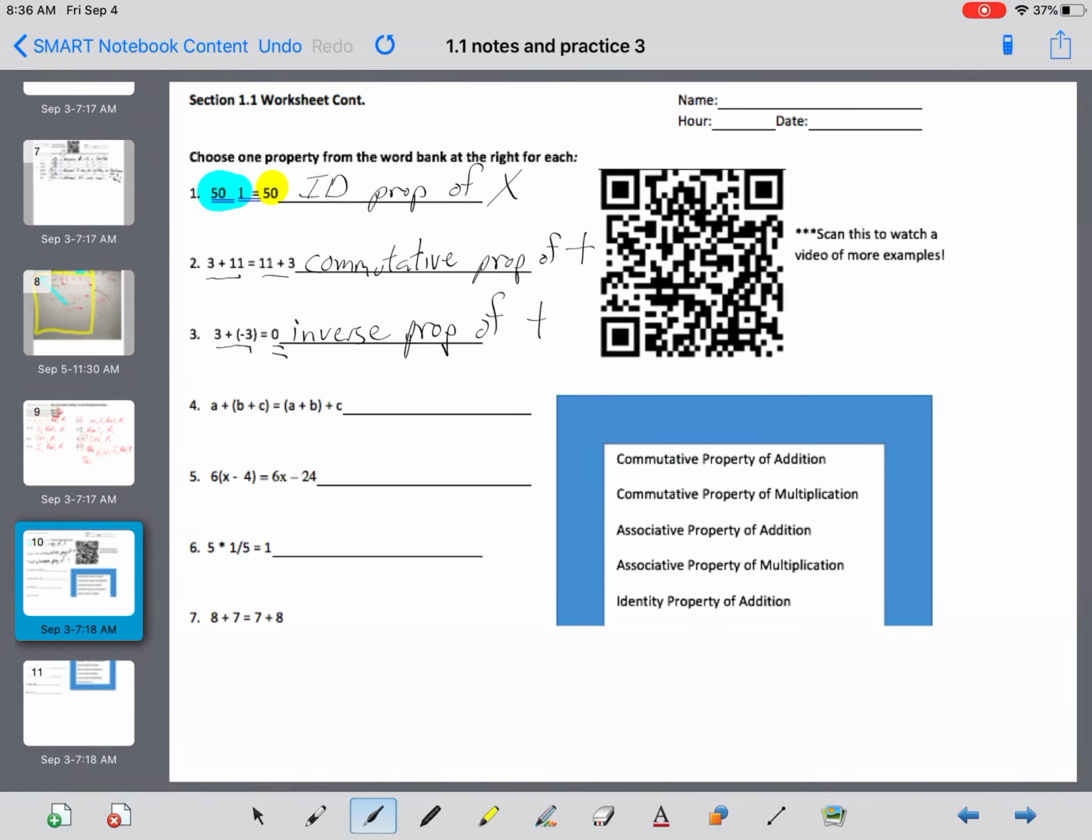Number 4, on the left side I see A plus B plus C with some parentheses around the B and the C. On the right side I see the same variables being added together, or terms being added together, but I see the parentheses have switched. So now the priority or the order has changed. So we're just changing the order of addition, but there's 3 components or terms that are being added here. So this is going to be the associative property of addition.